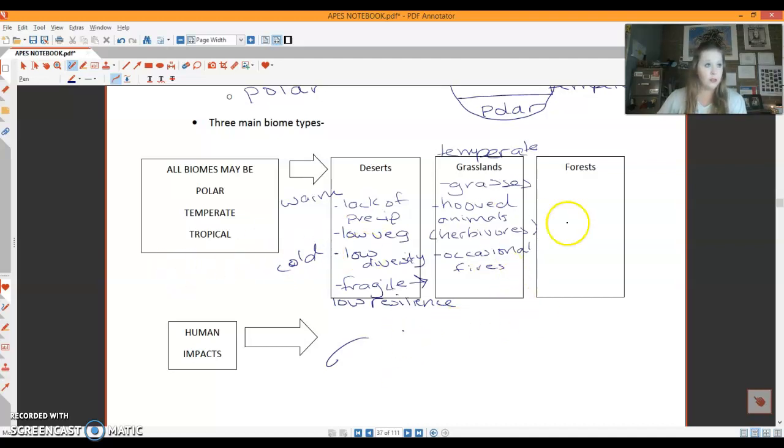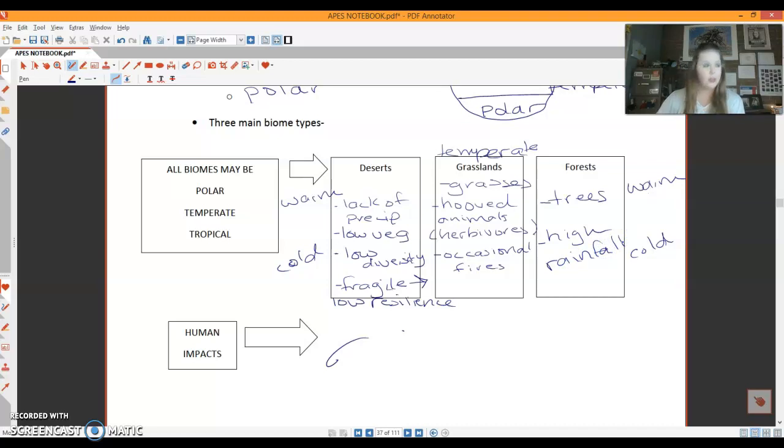So then let's move on to forests. So forests also, guys, can be warm and cold. You've got tropical rainforests, warm. You've got the boreal forest, cold. So with forests, guess what? Trees, right? Lots of trees. And there typically is going to be high rainfall. If it's a colder one, it's going to be snow.